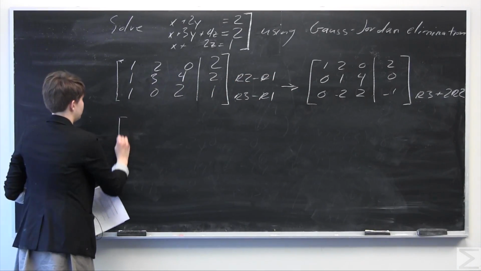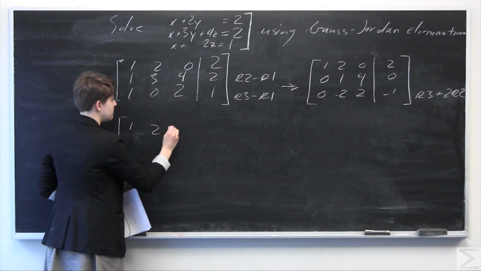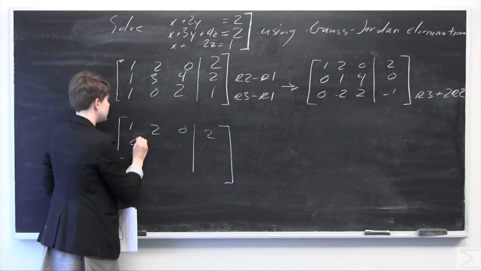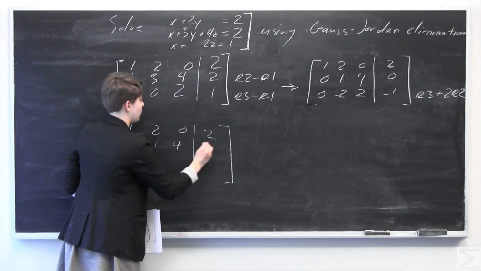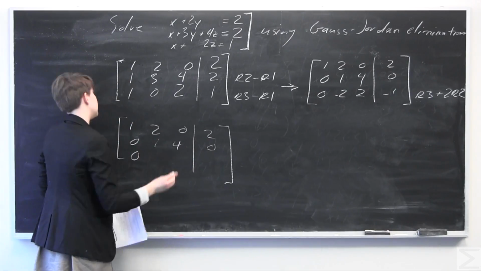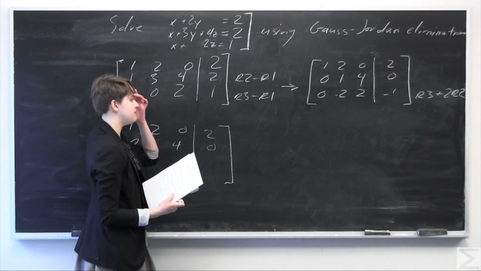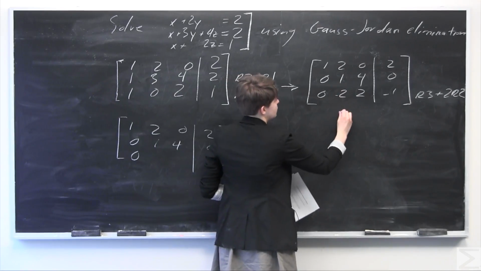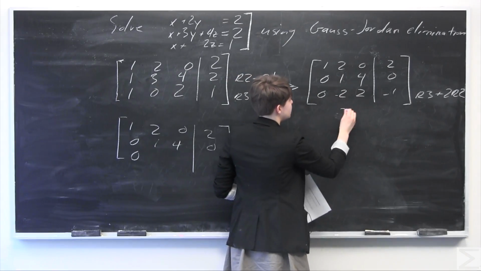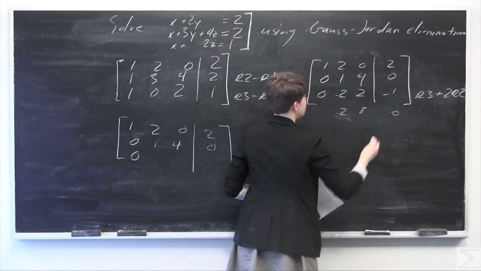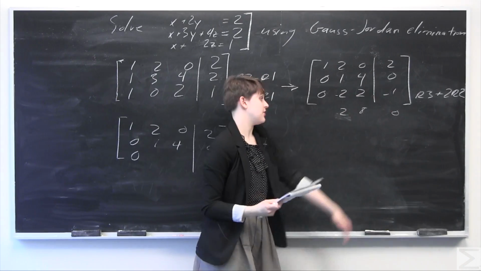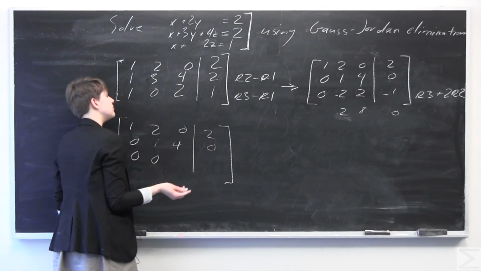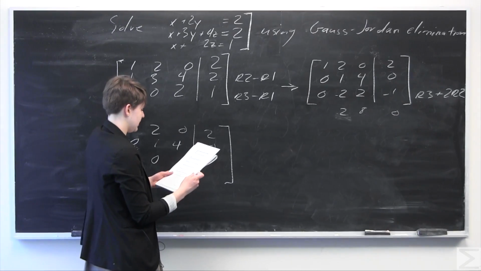Okay, so the first row stays the same. Just copy that down. 1, 2, 0, 2. Second row also stays the same. 0, 1, 4, 0. And 0 here in the third row. So 2 times row 2 is going to give us here 2, I'll just write this down here, so 2, 8, and 0. So we're just going to add these things together here. So we have 2 plus negative 2 is going to be 0. 8 plus 2 is going to be 10.